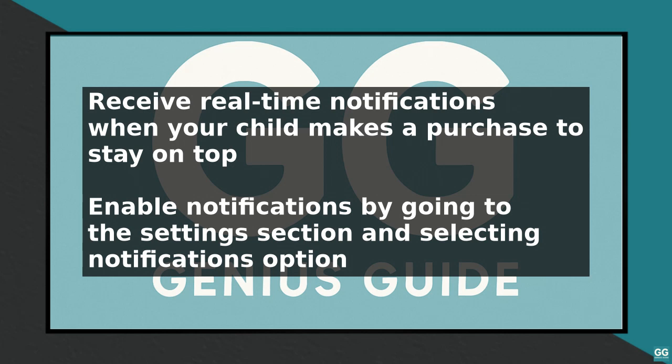To download the GoHenry app and access spending controls, visit the App Store or Google Play Store and search for GoHenry. Click the Download button to install the app. Then follow the prompts to create an account or log in to your existing account.